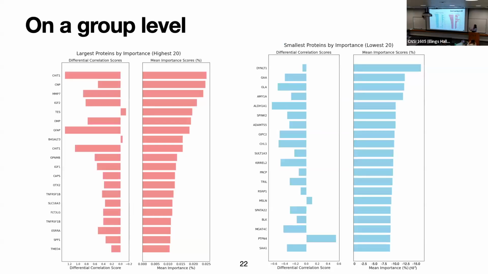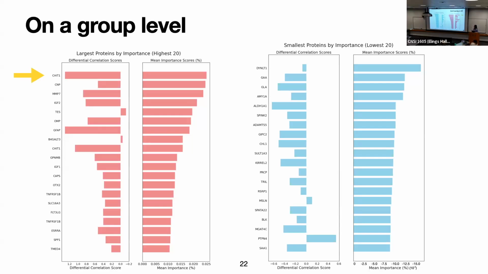So that was on an individual level. Now if we want to look at the data set as a whole, what these plots are showing is, if we take all people and their importance scores, sum those up and take the mean importance of each protein across each person, what do we see? On the right of both of these plots, you see the importance scores, what I was just describing. And on the left, you see the differential correlation scores, so what would emerge in traditional techniques, not taking into account all these relationships.